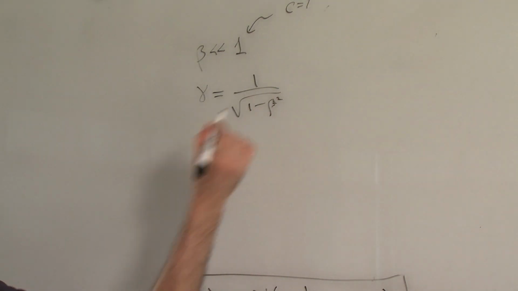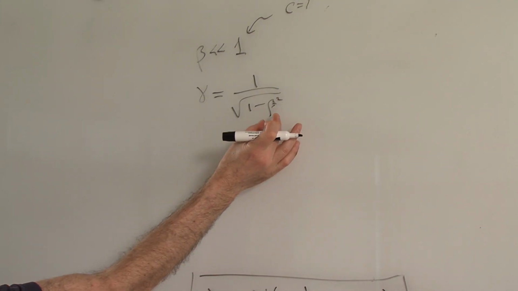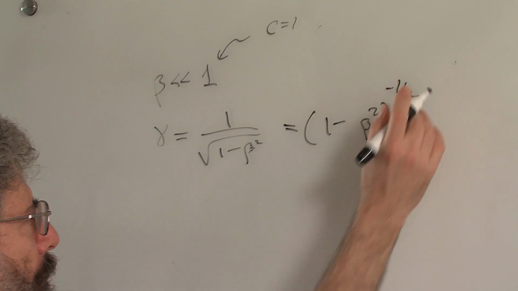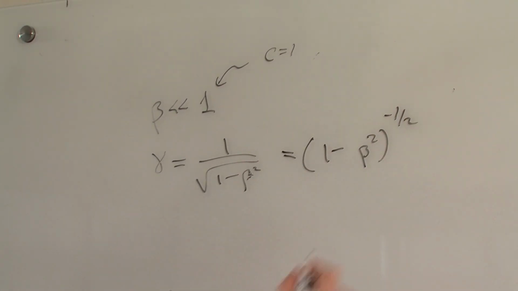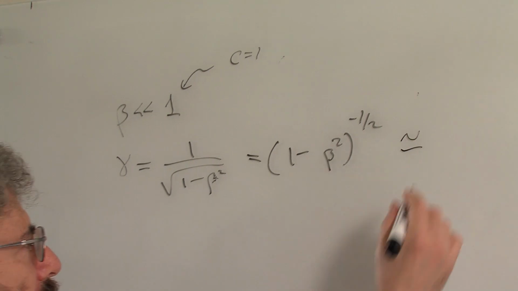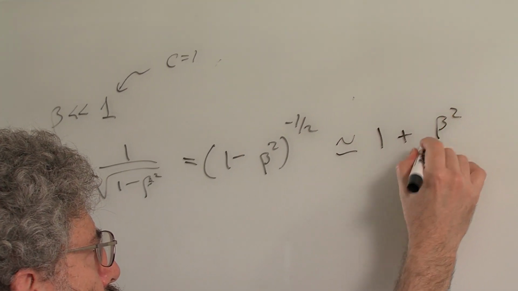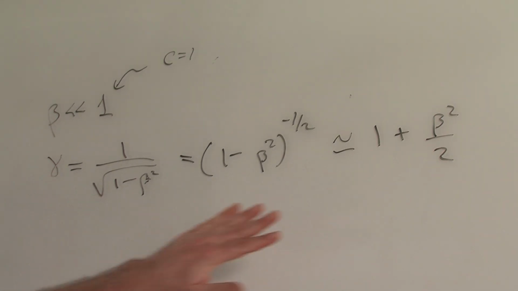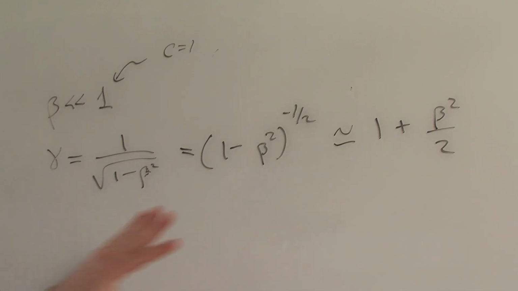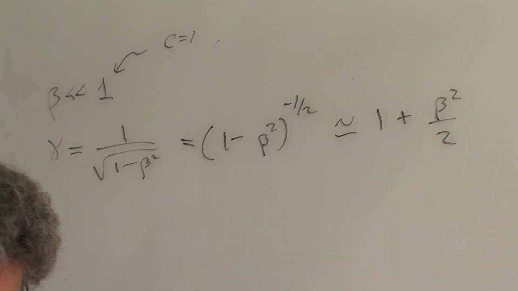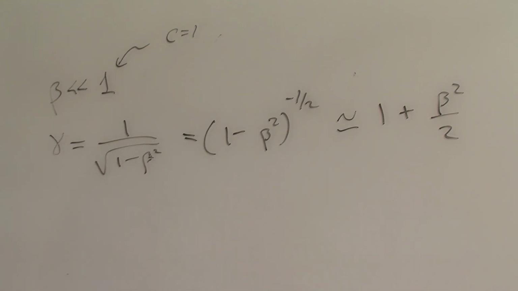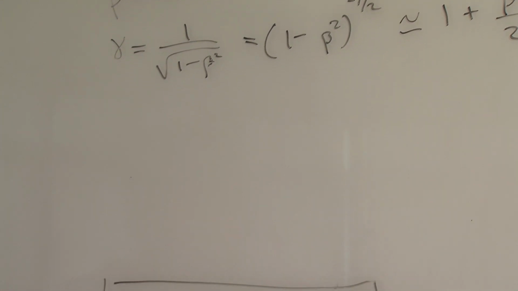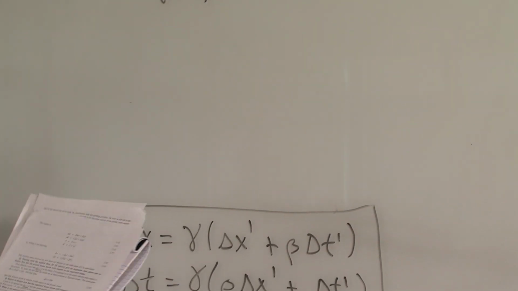So we know from the problems that when we see something like this, it can also be written as a power of 1 minus a small quantity, and can be approximately written in the following form: 1 plus 1/2 beta squared. So this is the Taylor series expansion of gamma. And it's very good if beta itself is a small number. Okay, so let's go ahead and use that information to write down the form for delta x and delta t in that limit, that beta is small.